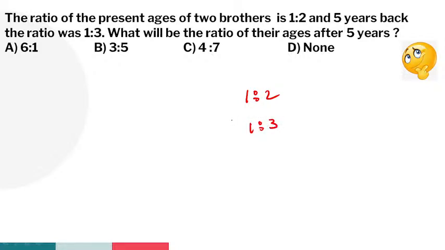First, find out the first brother age, second brother age. Okay, 5 years back. Ago, okay. So back and after, same shortcut will work. What is the first step? Cross multiplication. 1 into 3, 3. 1 into 2, 2. Difference is how much? 1. So 1 key, 3 key difference is how much? 2.